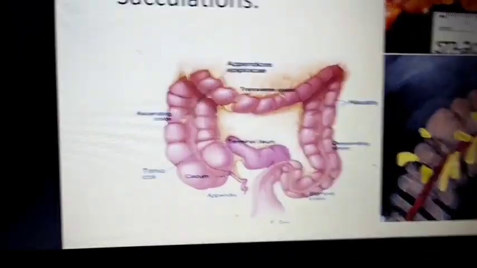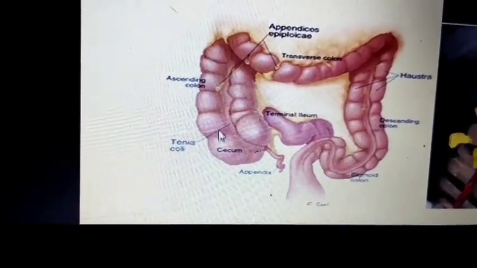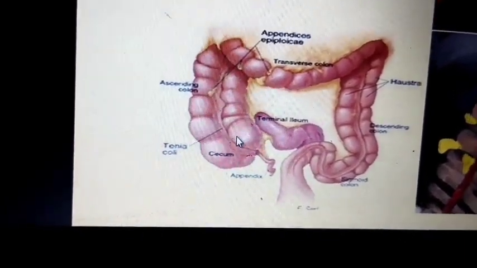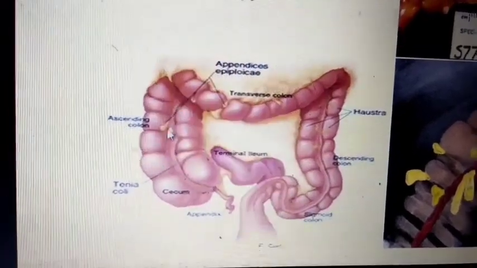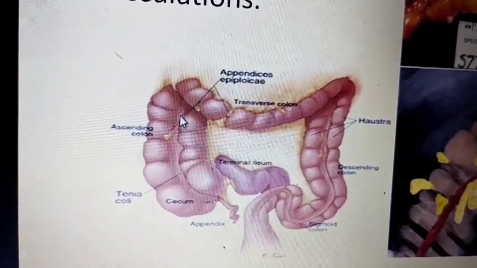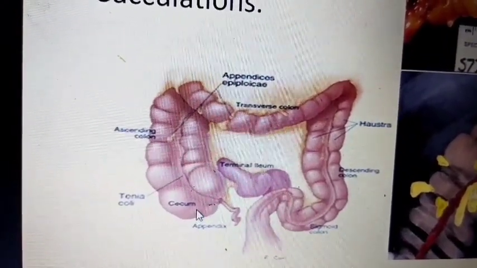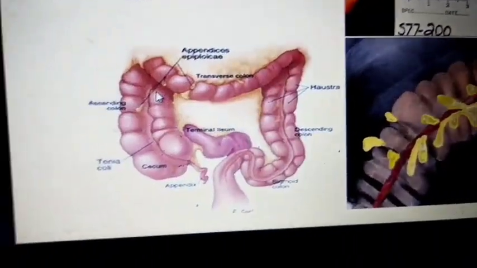Okay, you can see here in this picture, pouch-like structures or sac-like structures. These sac-like structures are called sacculations, and this is a ribbon-like band of longitudinal muscle of the large intestine. This ribbon-like band is called the tinea coli. Here also one tinea. These tinea coli are 3 in number.